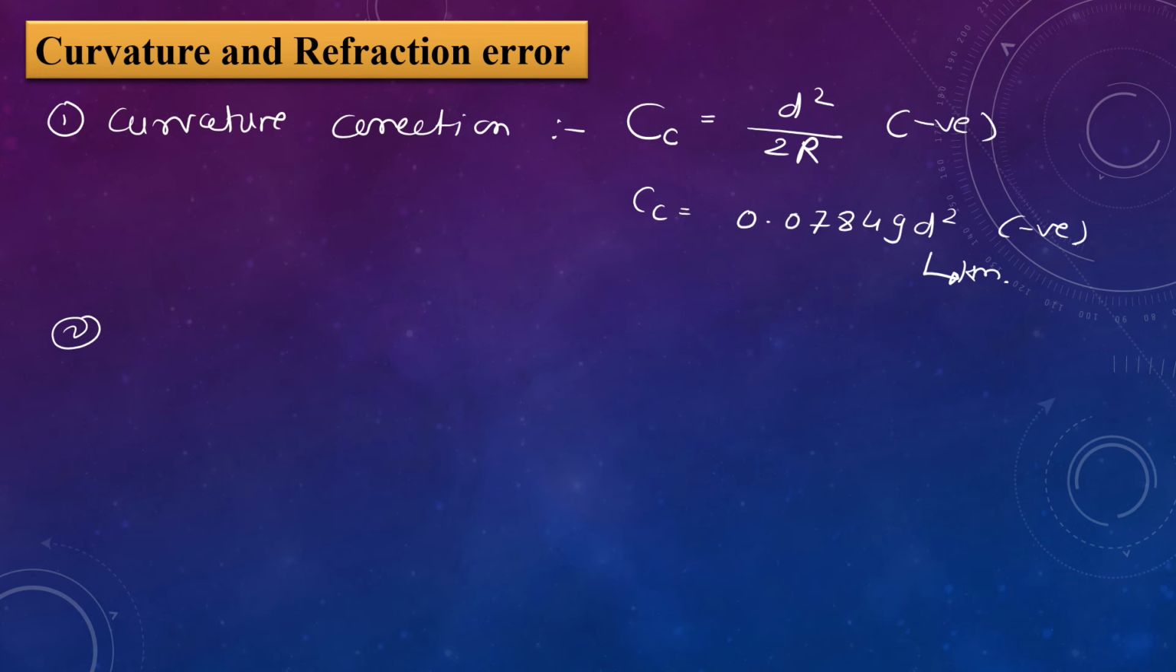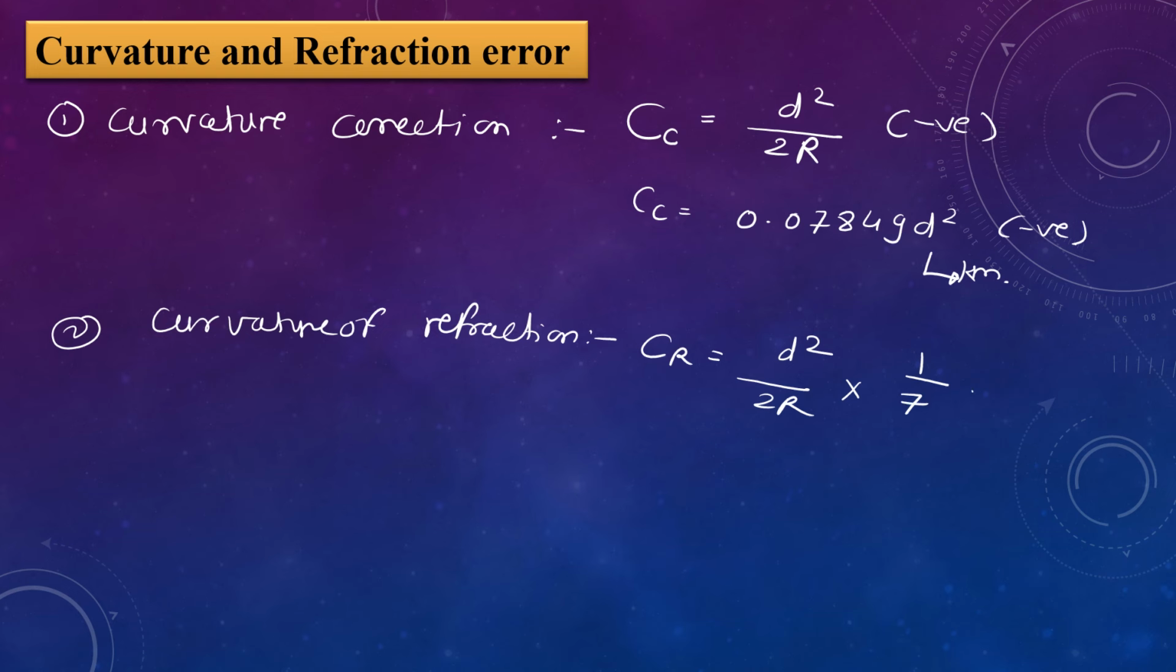The next formula is about the correction for refraction. Cr is equal to d square divided by 2r into 1 by 7. So Cr is equal to 0.01121 d square. This d is put in kilometers.